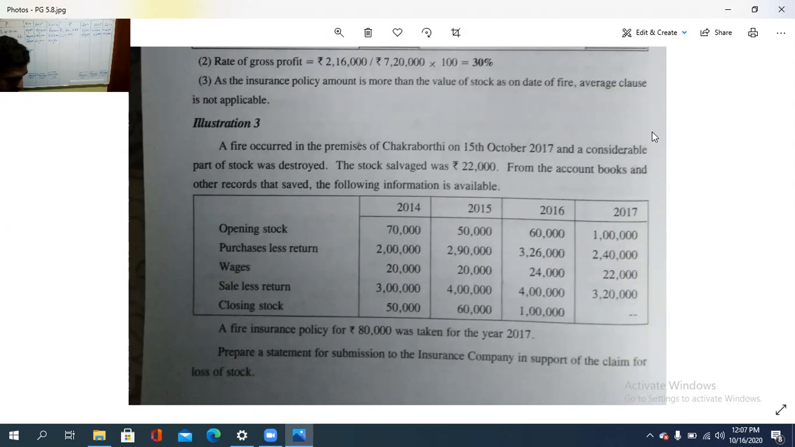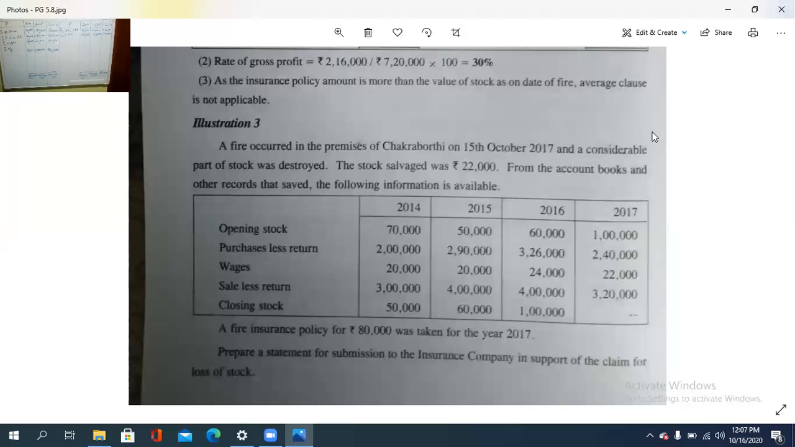Then 4,60,000 minus 290 plus 50, 340 plus 20, 360. It is 1 lakh for the second year. And the third one, 326,000 plus 60,000 plus 24,000, 4 lakh 10,000 minus 5 lakh, it is 90,000. Clear? So we got the gross profit.